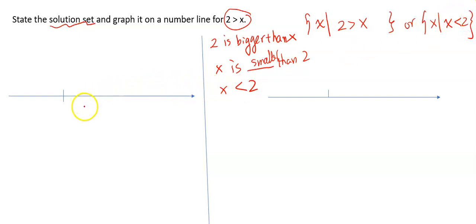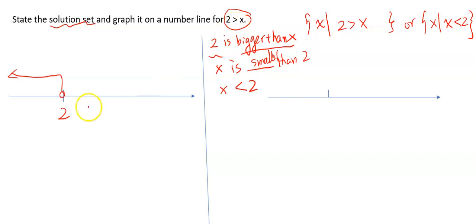What we need to be careful about is, when we draw the graph, we are trying to graph all the numbers for x. So of course, first we're going to find 2. Let's say this is where 2 is. And then we're going to graph x. But what is x? Again, 2 is bigger than x. So that means x has to be smaller than 2. So that means all the numbers to the left of 2. And I also use the open circle because there's no equal sign here.